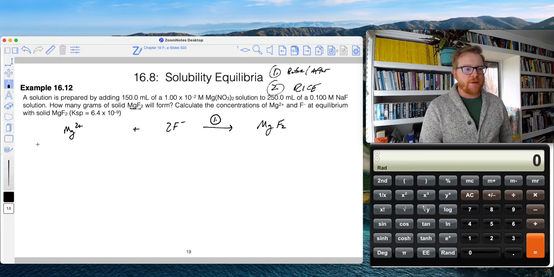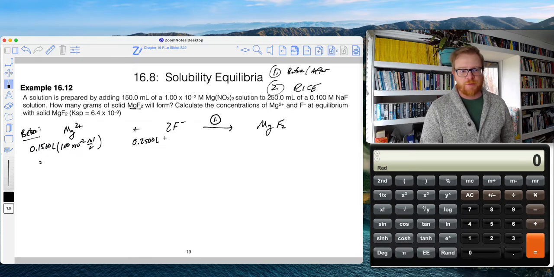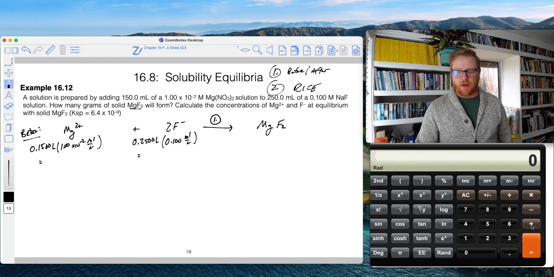So I have 150 milliliters. Okay, so we'll set this up before. So I've got 150 milliliters, which is 0.1500 liters, times the concentration, 1.00 times 10 to the minus 2 moles per liter. So that's going to give me my moles right there. Now I also need to figure out my moles of fluoride. So that's going to be 0.2500 liters from my 250 milliliters times my 0.100 mole per liter. And let's do those calculations.